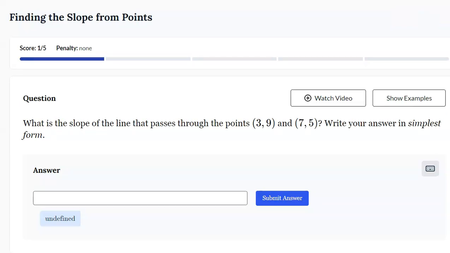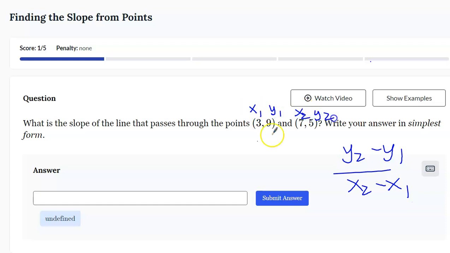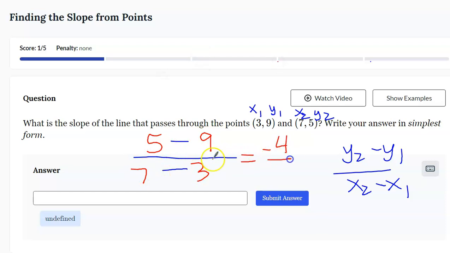One more time. Again, y2 minus y1 over x2 minus x1. Label your points if necessary. Set up your giant subtraction fraction. Put your numbers in the right positions. y2, y1, x2, x1. Negative 4 over 4 is negative 1.